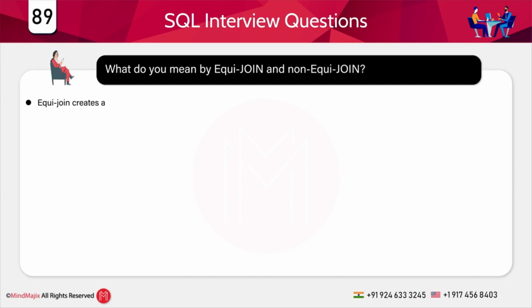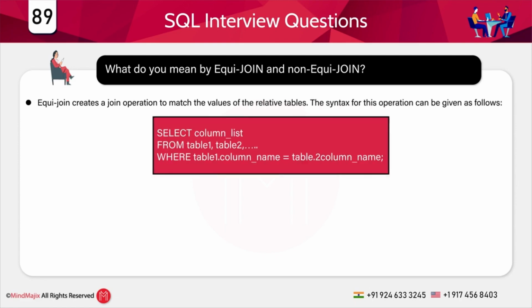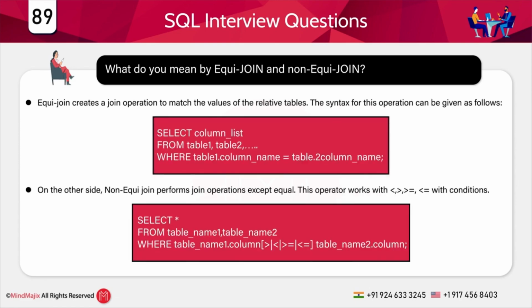The next question is, what do you mean by equi-join and non-equi-join? Equi-join creates a join operation to match the values of the relative tables. If you talk about the syntax of equi-join, as you can see on the screen: select column list, where you can specify the column names from the tables such as table 1, table 2, and so on. Then you specify the condition using the where clause, such as table1.column name equal to table2.column name. Based upon these conditions, the query will be executed.